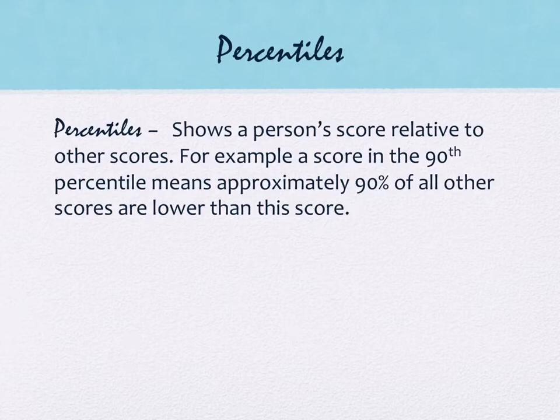So if you have a student who takes some sort of standardized test in your classroom, and there are tons of standardized tests at every level, whether they're measuring reading comprehension, or their math facts, their ability to add or subtract, or some other quantity, percentiles come into play. So a percentile actually shows a person's score relative to other scores. For example, a score in the 90th percentile means that approximately 90% of all other scores are lower than this score. It doesn't mean you got 90% of the problems right.